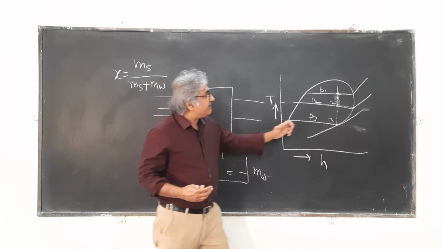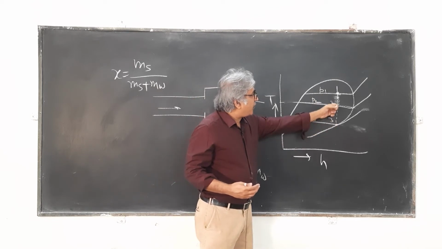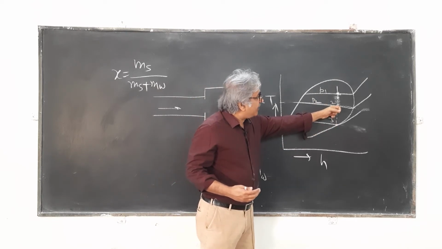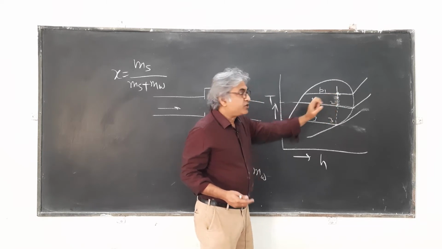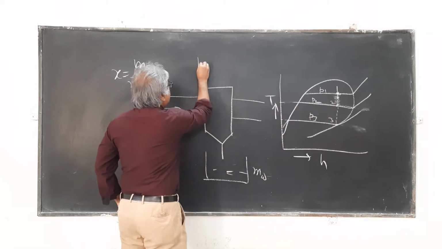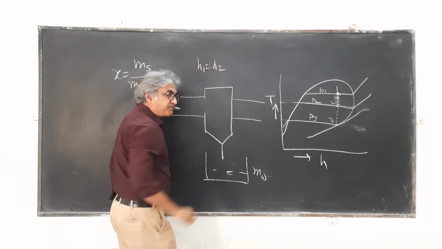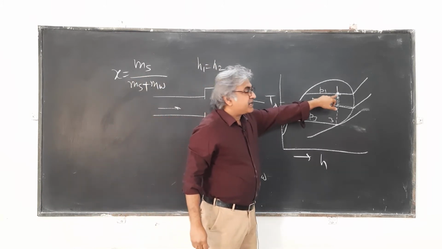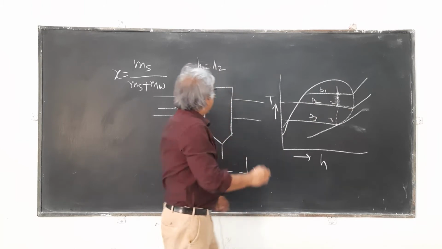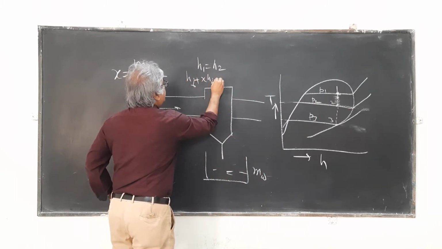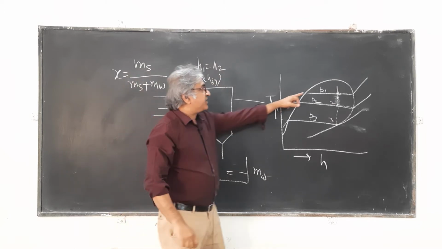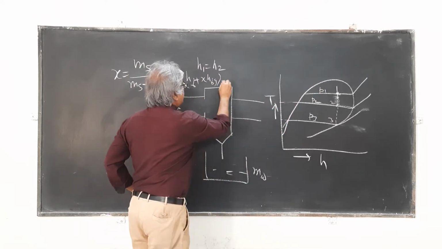Now let's say that we have throttled it to point 2. But now the problem is here. What you can do is equate the enthalpy at 1 and 2, right? So I can write this equation, H1 is equal to H2. What is the expression for the enthalpy of wet steam? It is HF plus X HFG, and this will be at pressure P1.